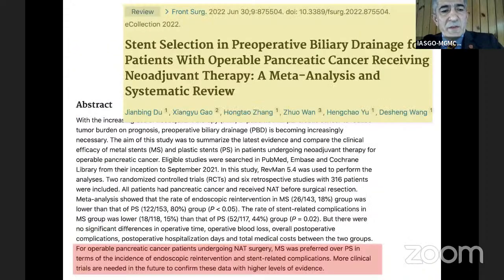This is another meta-analysis for the patients who are receiving chemotherapy before the operation, neoadjuvant chemotherapy. In those kinds of groups, they are advising metallic stents.